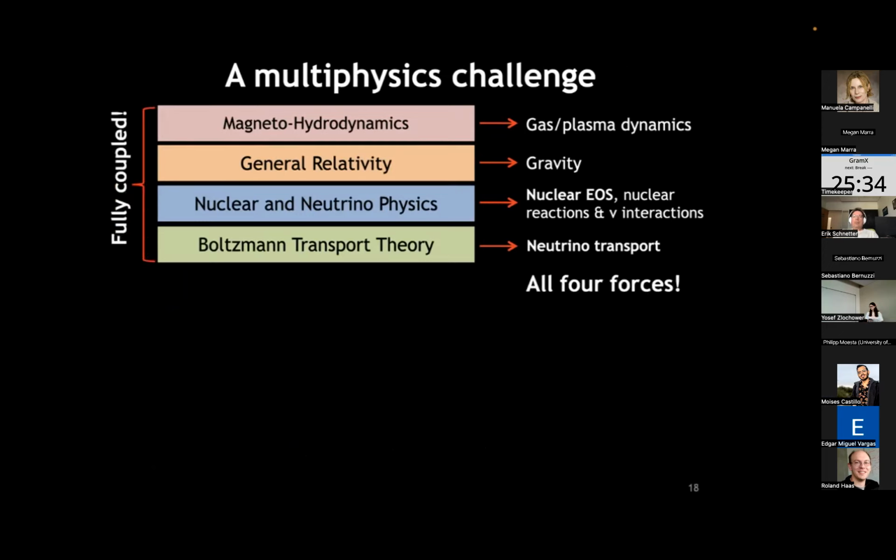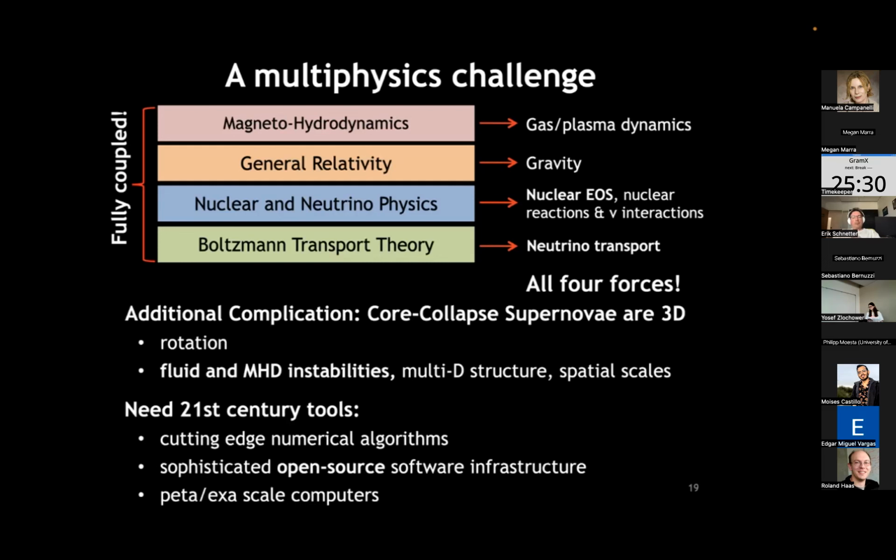It doesn't stop there. We have to include things like rotation and deal with fluid and magnetohydrodynamic instabilities. We need to deal with multidimensional structure of the progenitor systems, of the turbulence that's evolving, and at the same time access vastly different spatial and temporal scales. Just to give you an idea, the turbulence around the protoneutron star, we need to resolve down to a level of at least 10 or 1 meter. At the same time, the scale of the star, the system scale, is at least a few million kilometers. So really this gives you a massive problem in scale. The same applies in terms of the time step and the total time of the system that we need to evolve. So really we need cutting edge numerical algorithms, sophisticated open source software infrastructure, but also software infrastructure that we can put to work on current peta and exascale supercomputers that are around. So that's really the challenge.